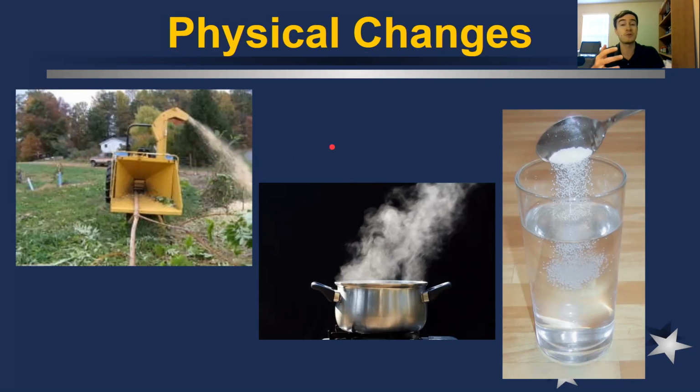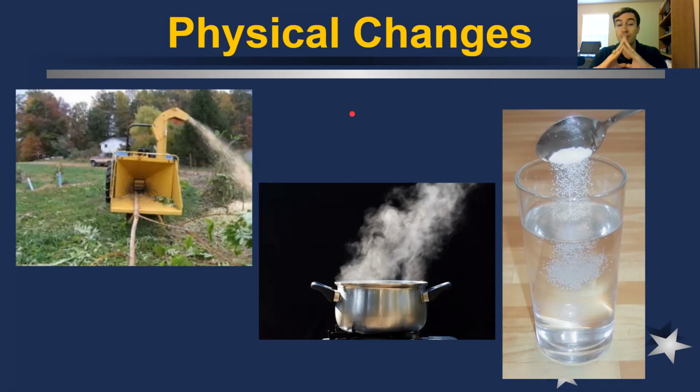So that is physical properties and changes. Things that we can observe and measure about a substance, and then we can change that substance into being a different form but as long as it stays the same chemical, the same object, it is a physical change.